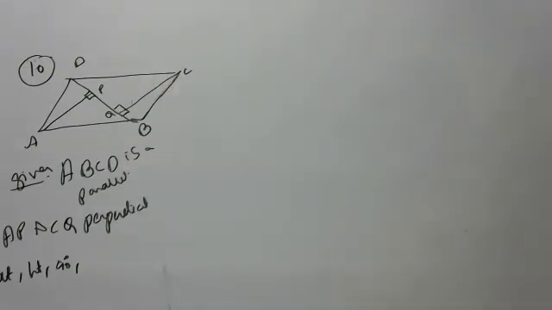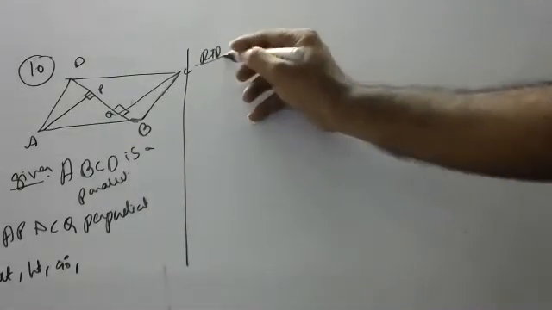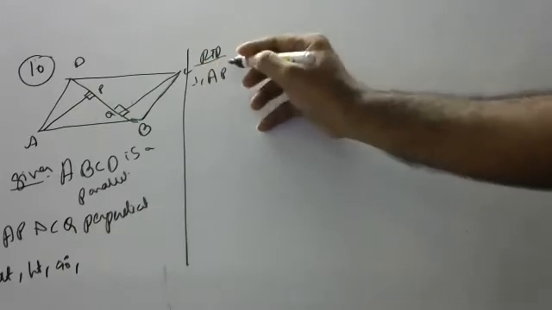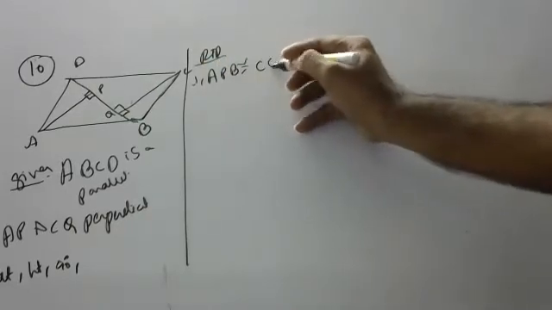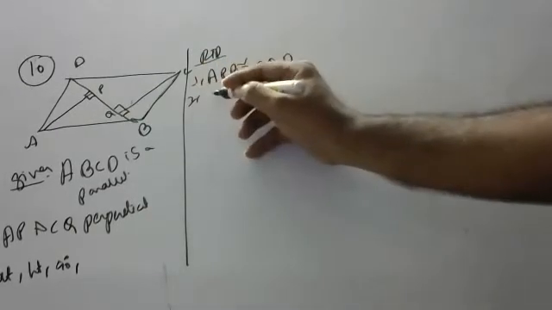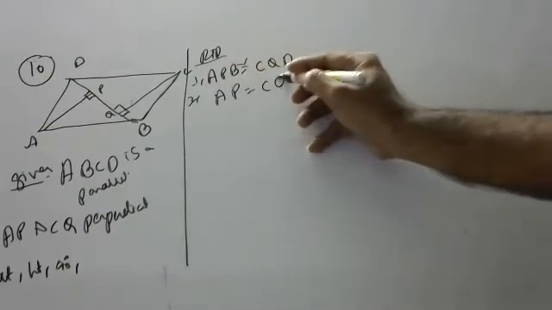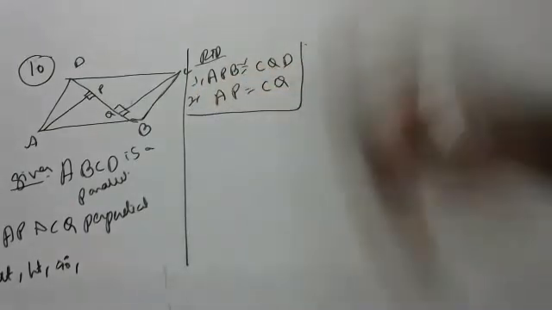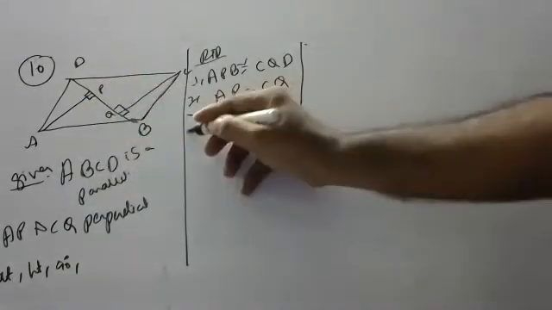And required to prove. I'm writing required to prove here. What is required to prove? First one is we have to prove that triangle APB is congruent to triangle CQD, and second proof is AP is equal to CQ. Anyone wants to say, or shall I say, children? Very easy. This triangle and this triangle are congruent. We have to prove. Anyone wants to say, or shall I say, children?